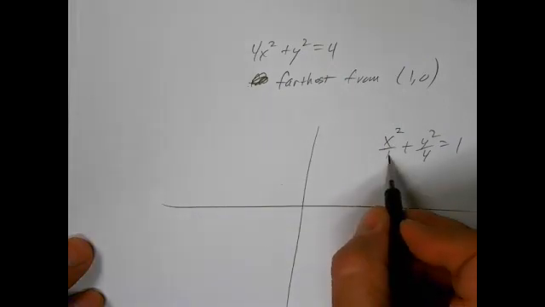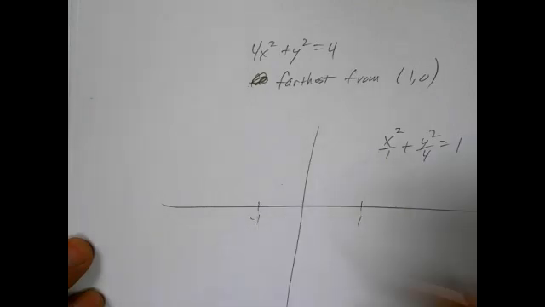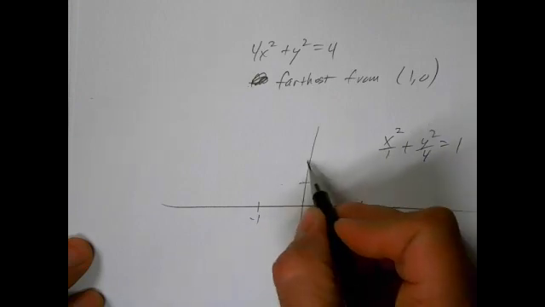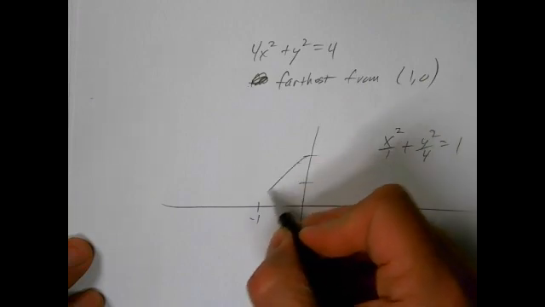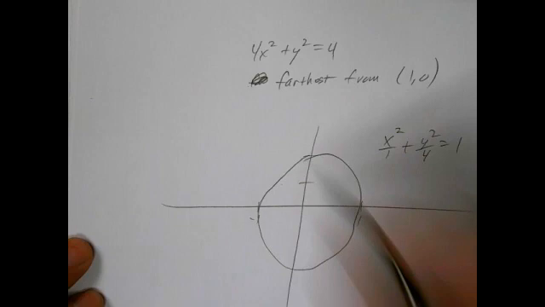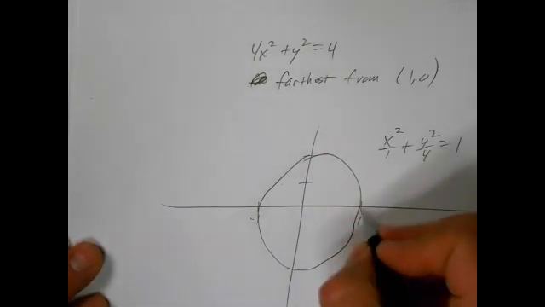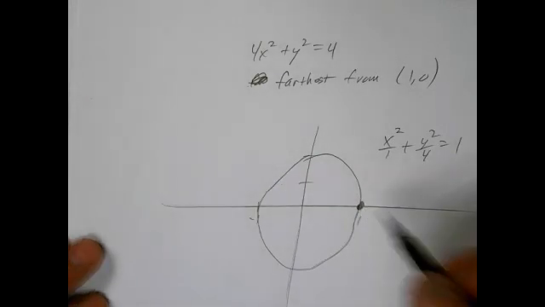And that tells us that in the x direction, its semi-minor axis goes out a distance of 1. And on the y-axis, its semi-major goes out a distance of 2. I'm a horrible artist, but you get the idea. Okay, that's basically your ellipse. And we want to find the points on the ellipse that are the furthest possible distance from (1, 0). Okay, that's what we're trying to do.